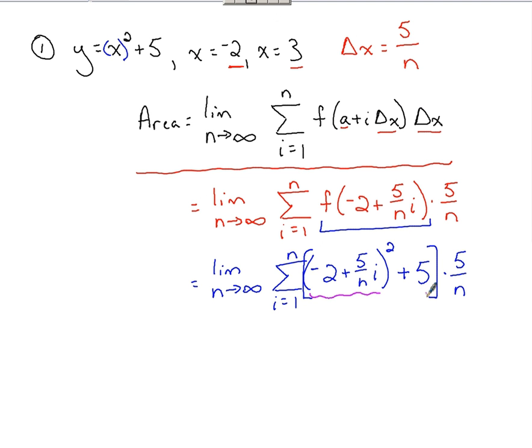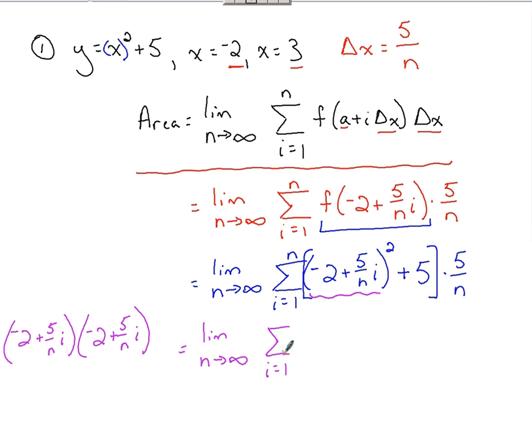If I expand that binomial, I understand that means negative 2 plus 5 over n i times negative 2 plus 5 over n i. If I FOIL that out, keeping in mind I still have my limit notation, still have my sigma notation. And let's see, when I FOIL all this out, first terms would be 4 when I multiply. Now, knowing I need to add on a 5 as I collect like terms, I'm going to make this 9.